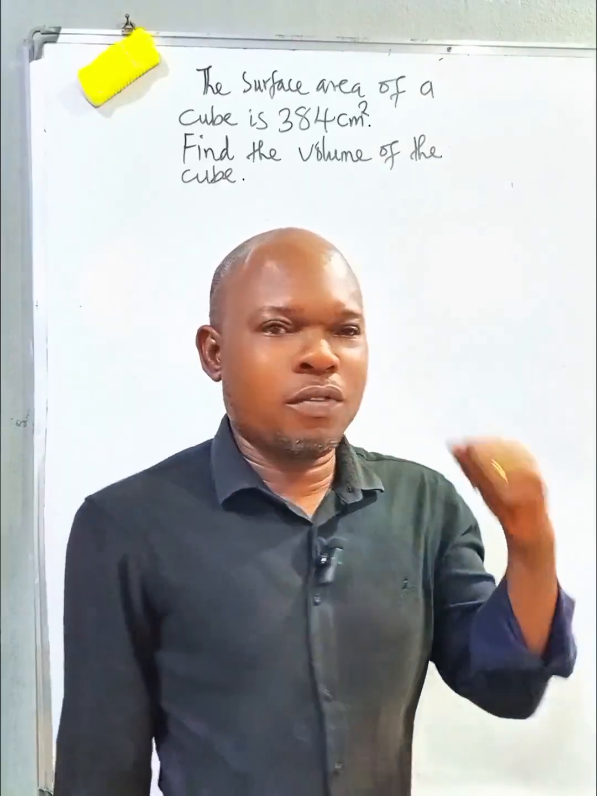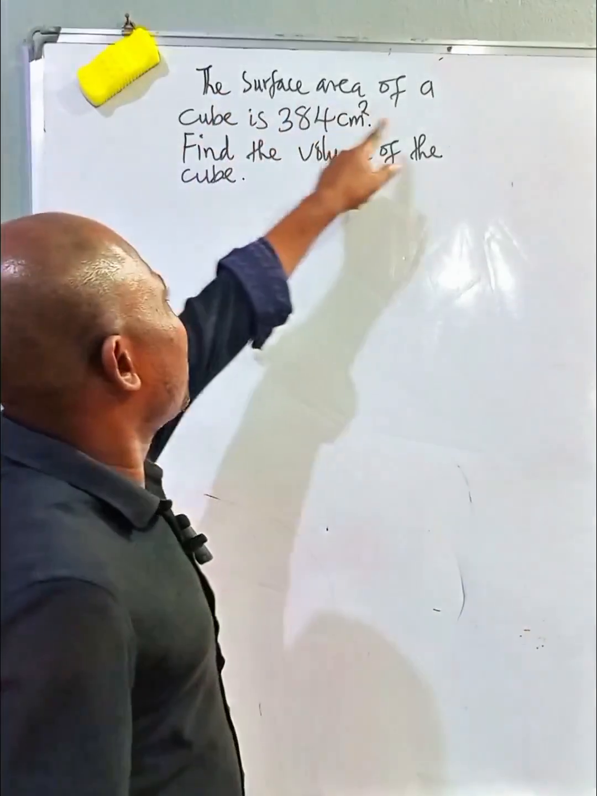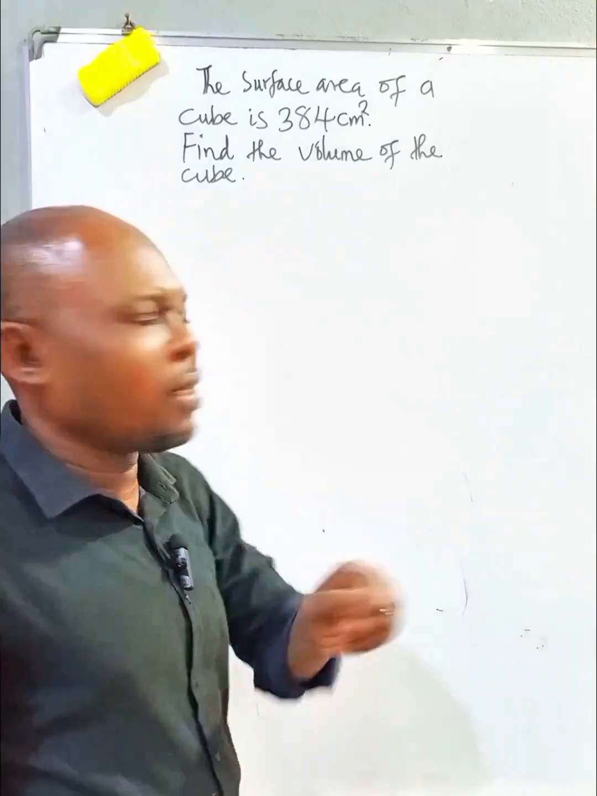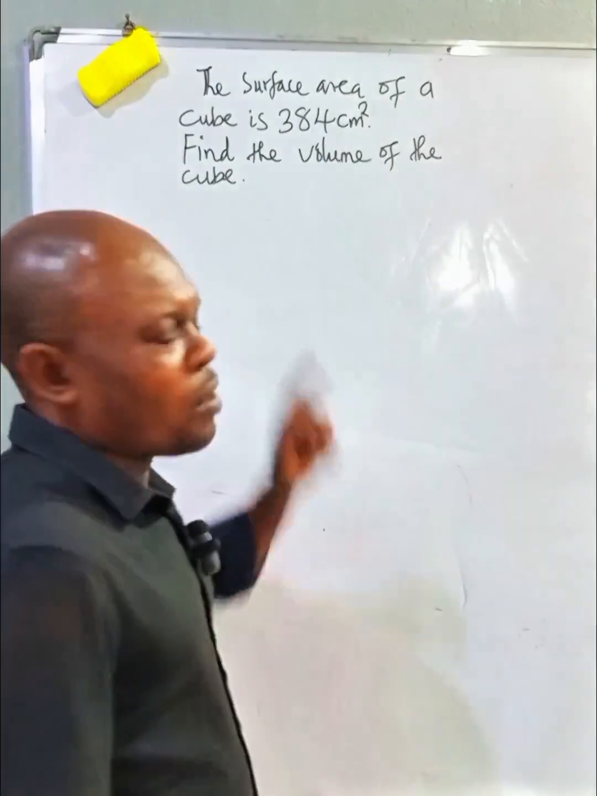Welcome. Let's solve. The surface area of a cube is 384 centimeters squared. Find the volume of the cube.